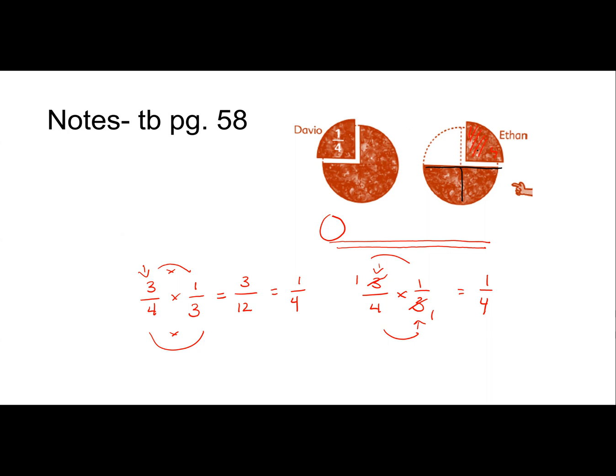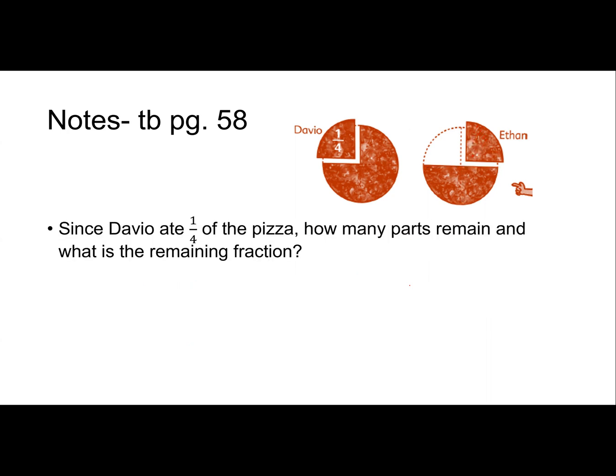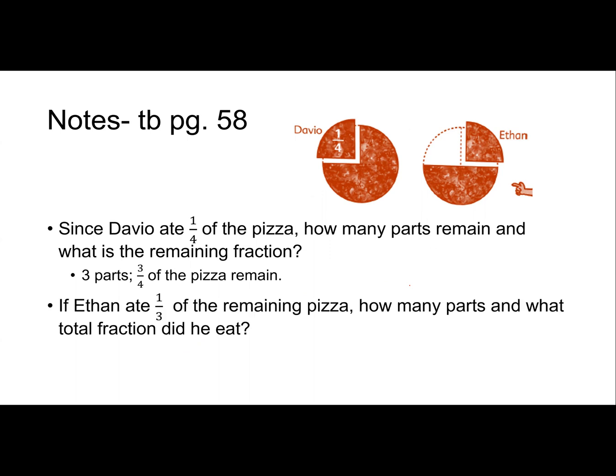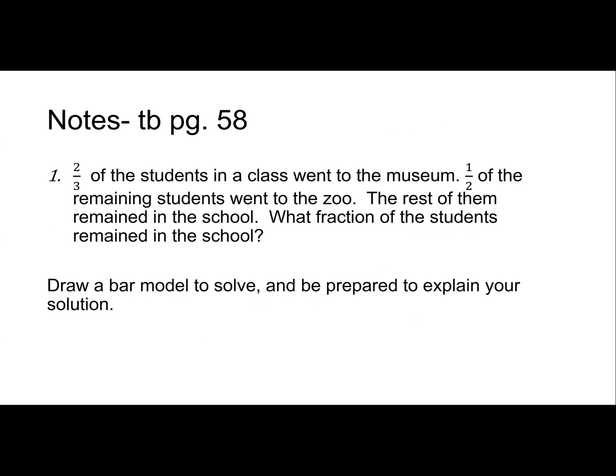Well, there wouldn't have been any point to that, because the greatest common factor would be 1. Yeah. Okay. Since Davio, okay, I think we've gone through this already. Since Davio ate 1/4, how many parts remain and what is the remaining fraction? We already talked through that. Okay. Next one.